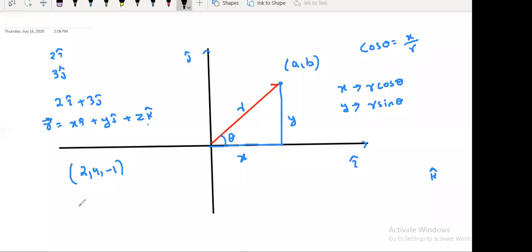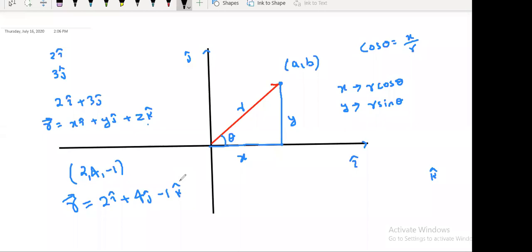So it will be r vector is equal to 2 i cap plus 4 j cap minus 1 k cap. Got it? Right? Someone is asking what x dash, y dash, and z dash represent.